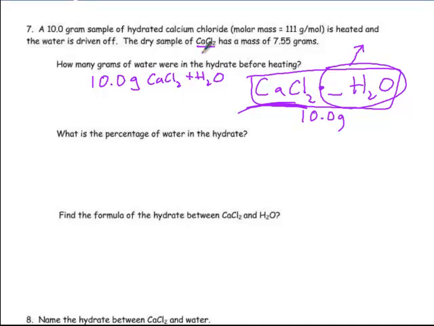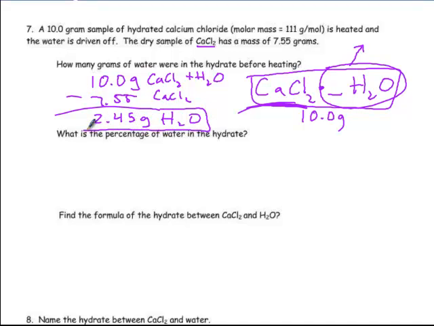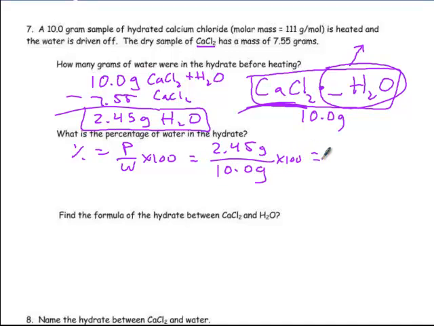It says the dry CaCl2 is 7.55, so I subtract those two, and that's going to give me the grams of water. So 2.45 grams of water in this substance. So then what is the percentage of water? Well, the percentage of water, just like we did in those other problems, part over the whole times 100 equals the grams of water over the grams of the entire thing times 100.